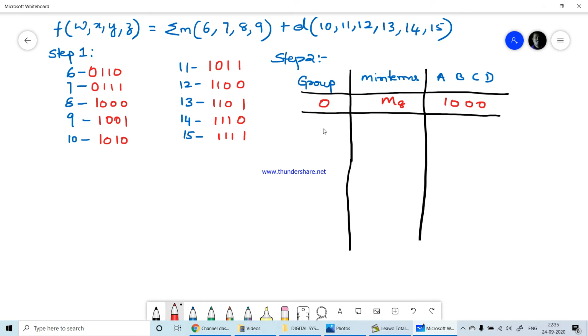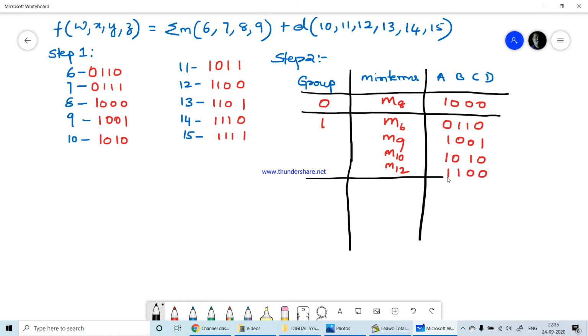Coming to group 1, we'll see 2-bit sequences. So here we have M6, M9, then M10, and then M12. What is M6? 0, 1, 1, 0, two ones. 9 is again 1, 0, 0, 1, again you have two ones here. 10 is 1, 0, 1, 0, again two ones. 12 is 1, 1, 0, 0, again you have two ones here.